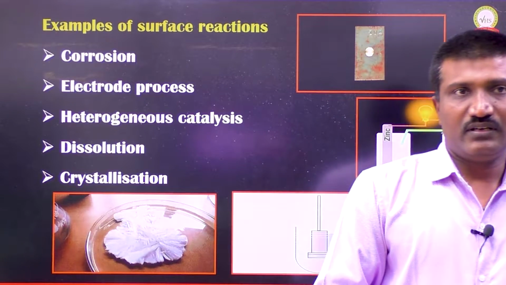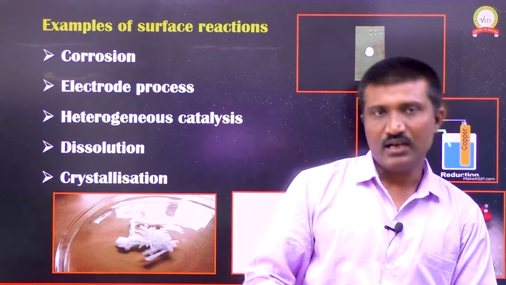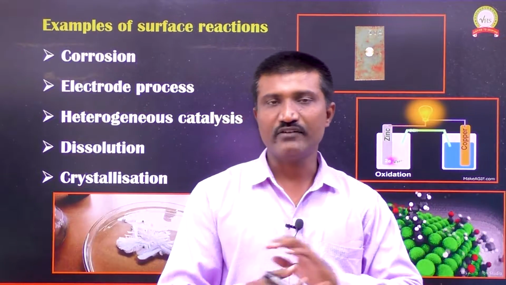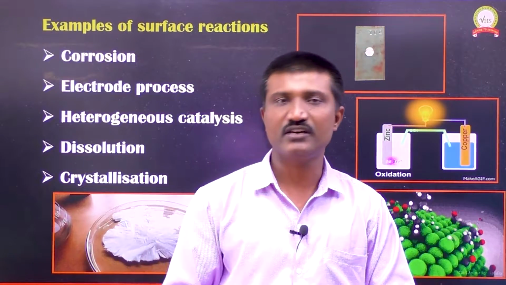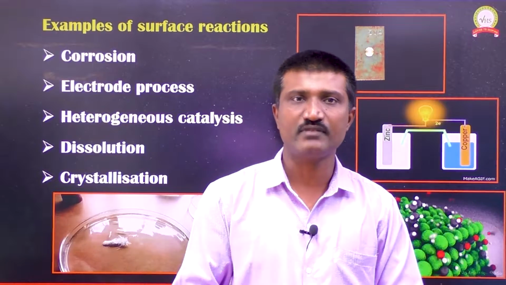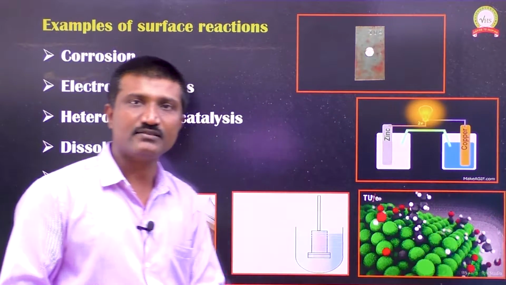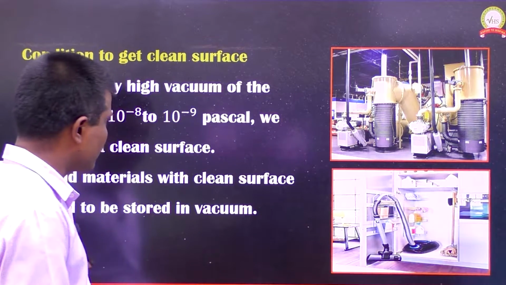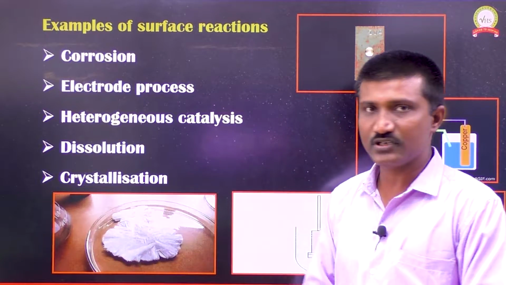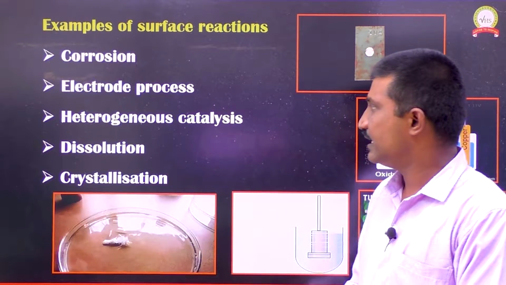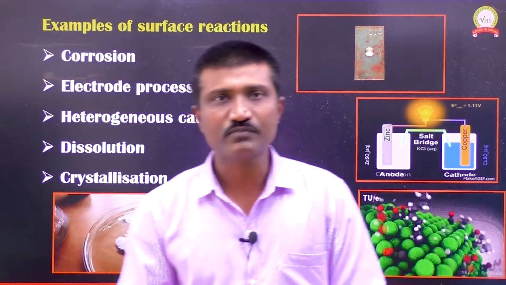For example, falling of dust in our room: on whatever objects are present in our room, some dust will fall. That dust occupies the surface of those objects. That is also a surface phenomenon, right? Like that, a few chemical reactions take place on the surface. What we see in our daily life are the corrosion process, electrode process, heterogeneous catalysis, dissolution and crystallization processes.